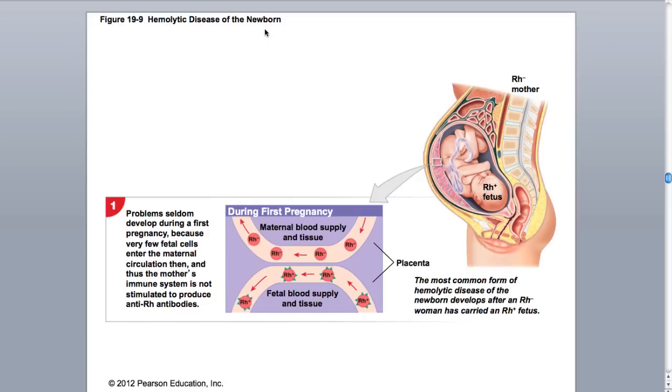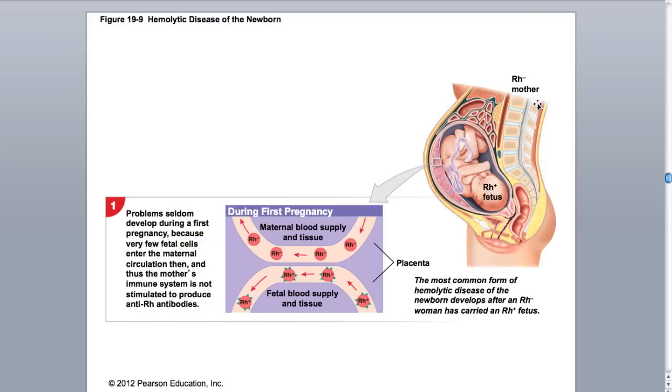The other name you're likely to see on a test, instead of saying hemolytic disease of the newborn, is erythroblastosis fetalis. So erythroblastosis fetalis is the same as hemolytic disease of the newborn. And one more time before I go forward, it only occurs when the mother is Rh negative. So the Rh negative mother.